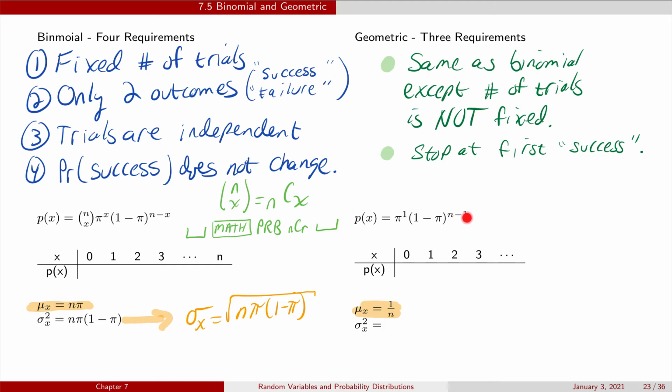The formula here, again, we're not going to use that a whole lot. We use our calculator, or actually geometric a lot of time you can figure out using common sense. You could put all of your values in a table, but this table could go up forever.